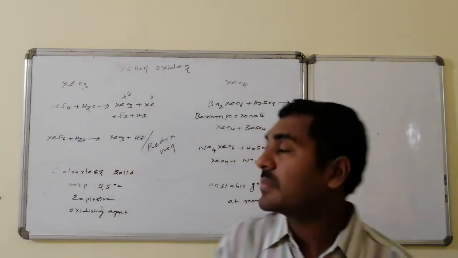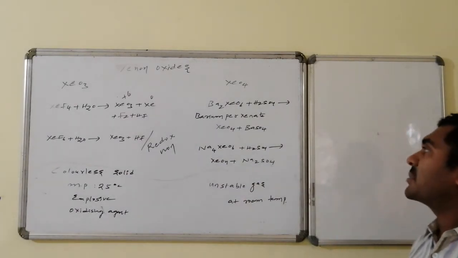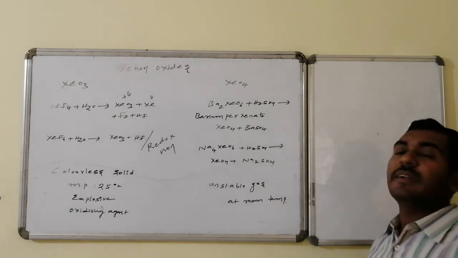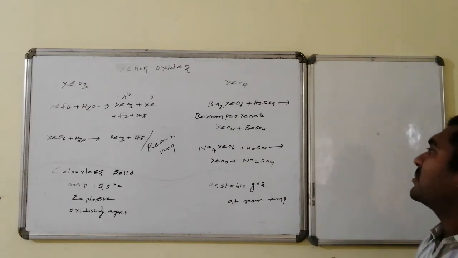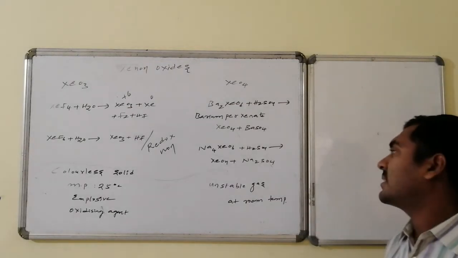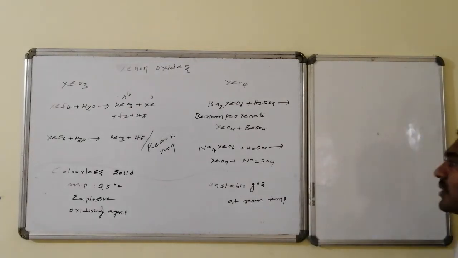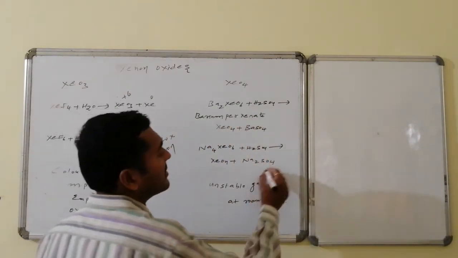Barium perxenate on reaction with sulfuric acid leads to the formation of barium sulfate followed by xenon tetroxide formation. It is also a non-redox reaction because there is no change in oxidation numbers. Every constituent element's oxidation number remains the same. Barium maintains +2, xenon maintains the same +8, whereas oxygen maintains -2. Similarly, sodium perxenate also on reaction with sulfuric acid leads to the formation of xenon tetroxide followed by what? Sodium sulfate formation takes place. Here it is also a non-redox reaction.